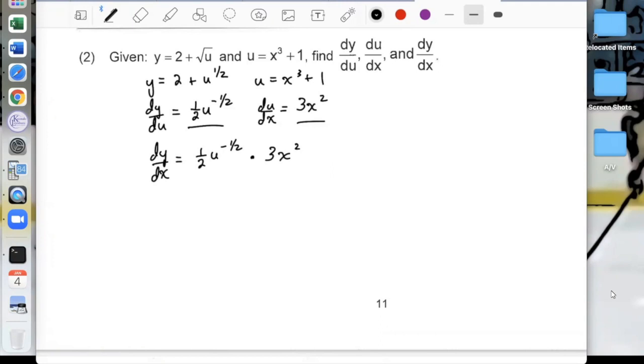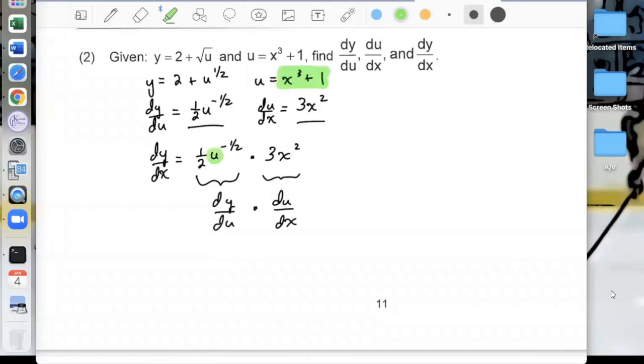So just multiplying them together, because one of them is the dy over, that's not a y, dy over du. The other one is the du over dx. Multiplying them together again cancels out the du's, giving you a dy over dx. So the only little add-on step would be replacing the u for what it really is, which is the x cubed plus 1.